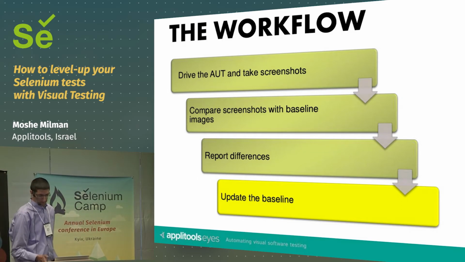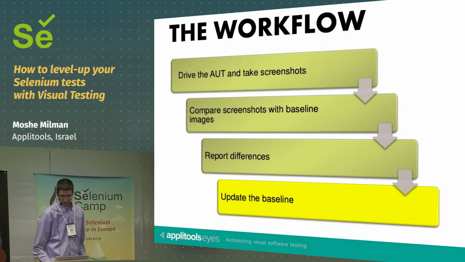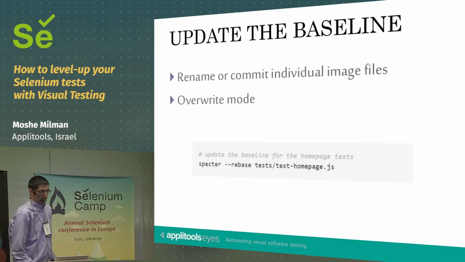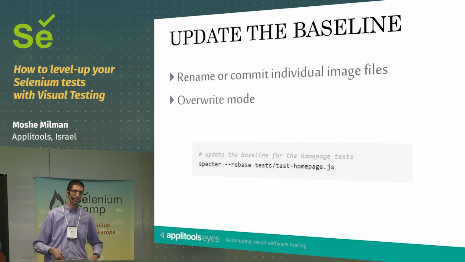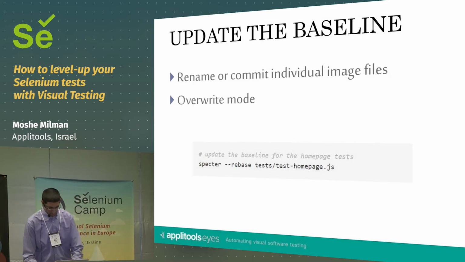And if we look at the last step, which is updating the baseline, this step, as we mentioned, can be quite challenging. In some of the tools, you can rename the files. If you have the baseline file and the actual file, by renaming the file you make a decision that the new file becomes the new baseline, and you can just delete the old file. You can also run the test in override mode, just to show you.